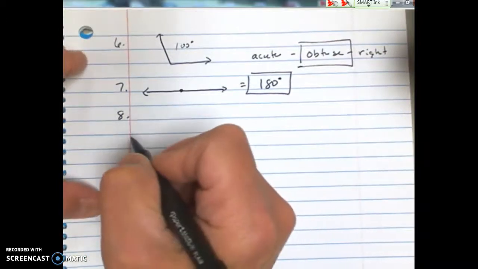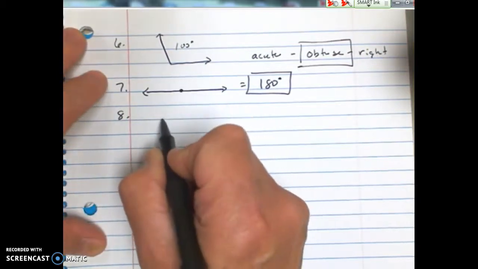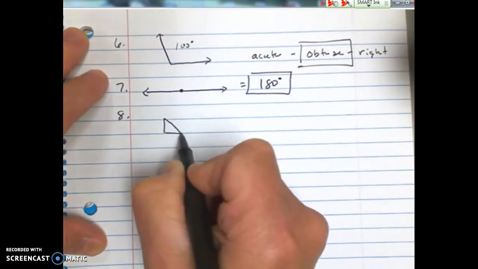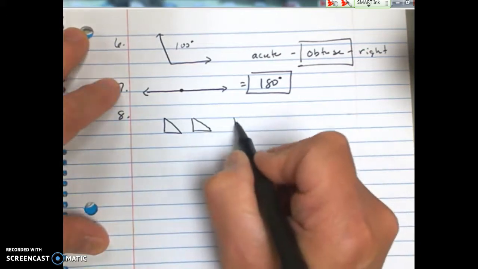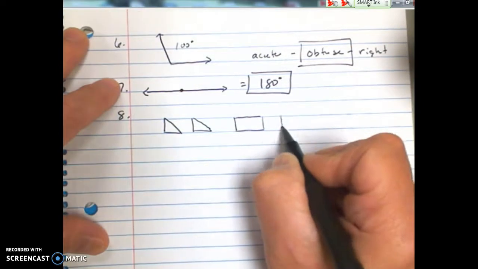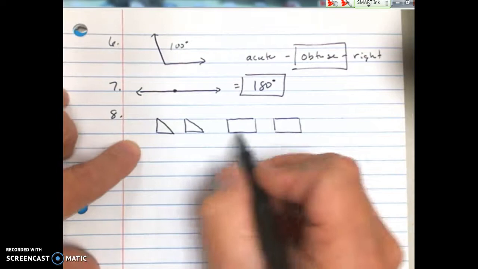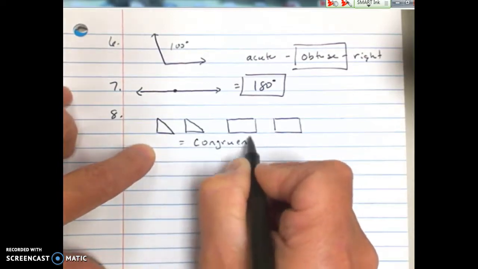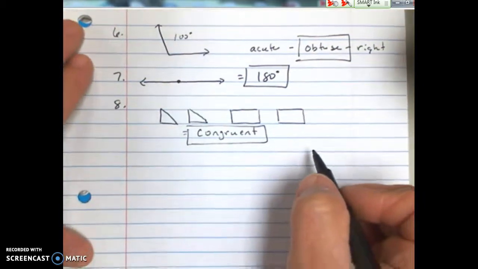Number 8, two figures are blank if they have the same size and same shape. So if we have two figures, whether it be triangles or rectangles, it doesn't matter what the shapes are, and they have the same size and same shape, we say they are congruent. Same size, same shape, congruent.